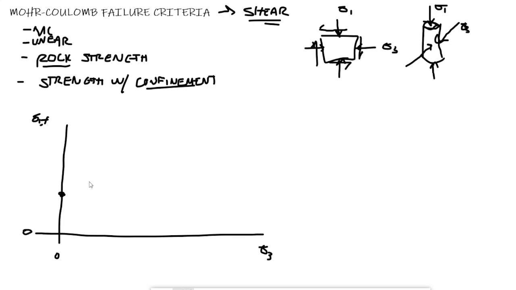It's only loaded in that one direction, and that's going to be your y-intercept, right? We have 0 sigma 3, 0 confinement. So UCS is going to be our y-intercept, uniaxial compressive strength. And then at certain intervals, we're just going to increase that sigma 3 and continue to plot these points. And what it usually will look like might be something like this.